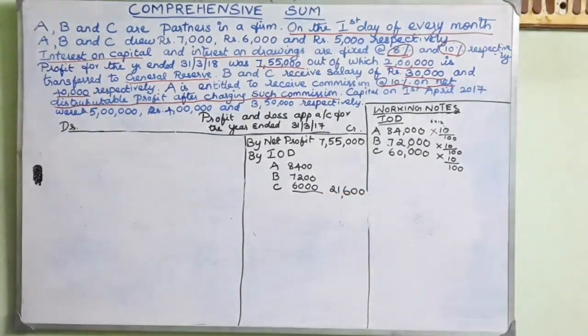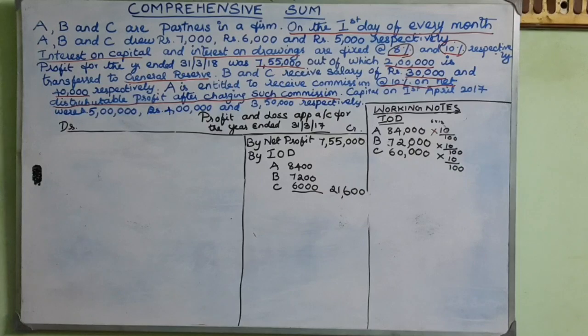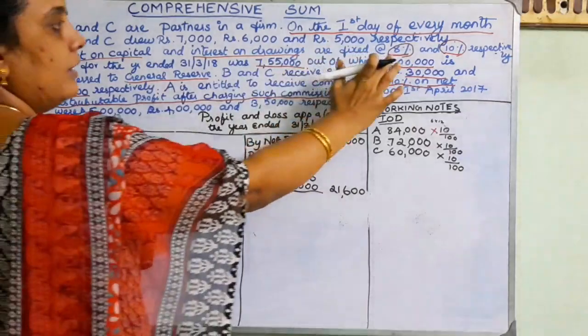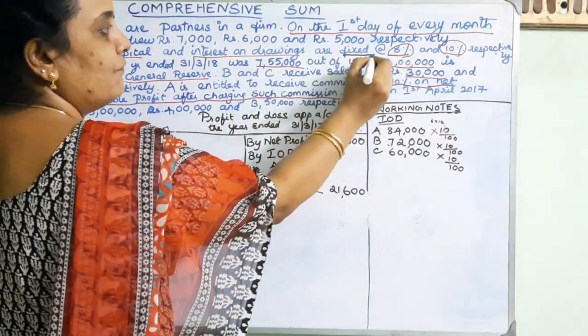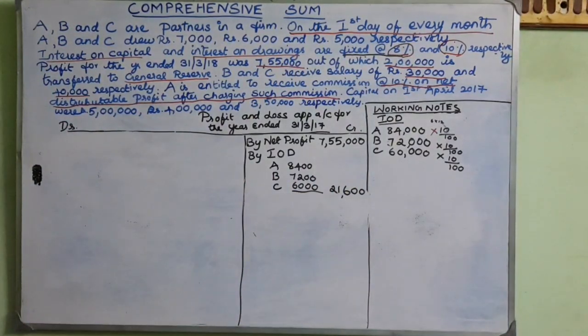21,600 is the total interest on drawing. Children, again to repeat it: you explained this in the last class, ma'am, about the interest on drawing on the average period method. Why didn't you do the average period method? Here they have said very clearly that it has been fixed at 8% and 10% respectively. If they give you the words "per annum", then take the average period method into account. If it is not given, the time factor is not applicable and we have to take it on the gross amount only, that is 10% and 8%.